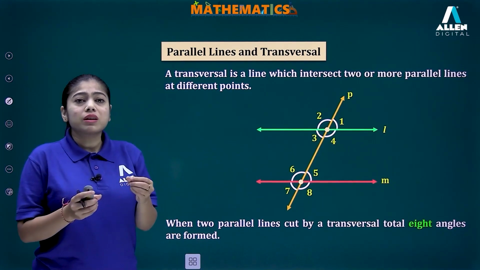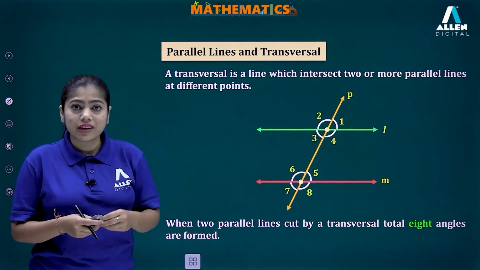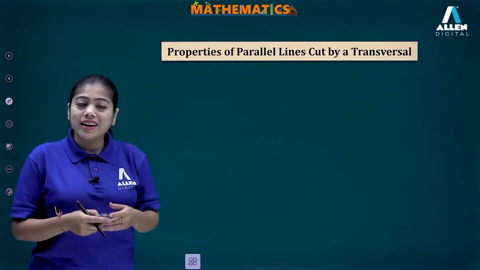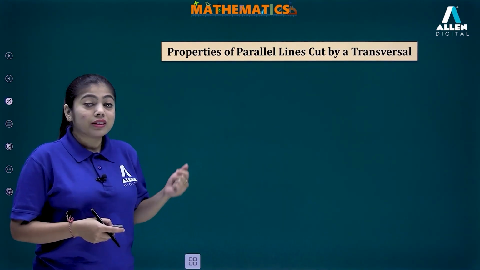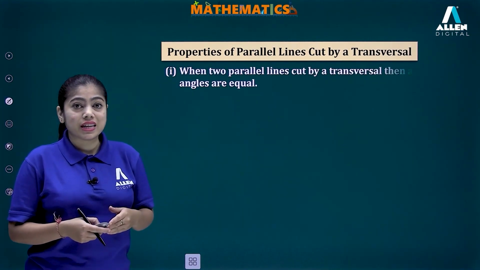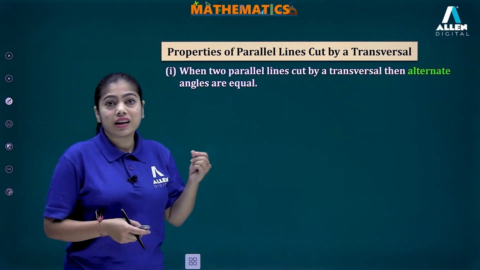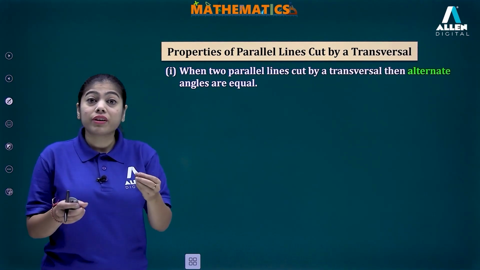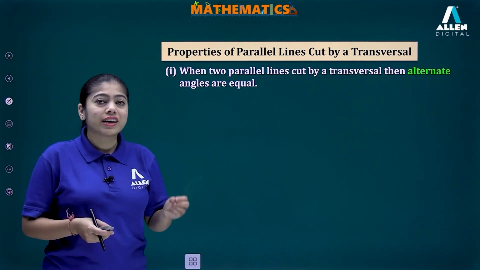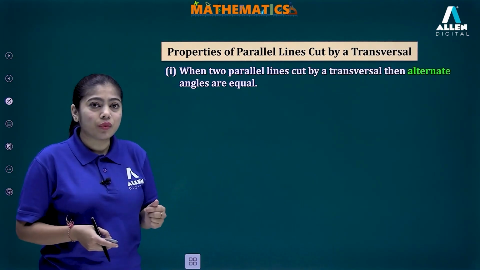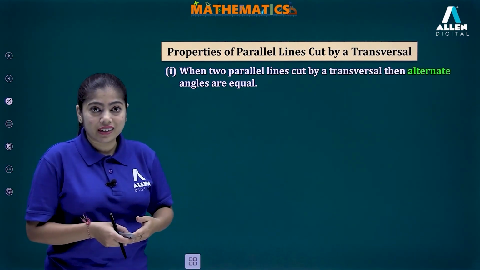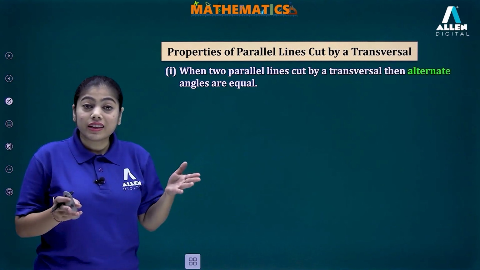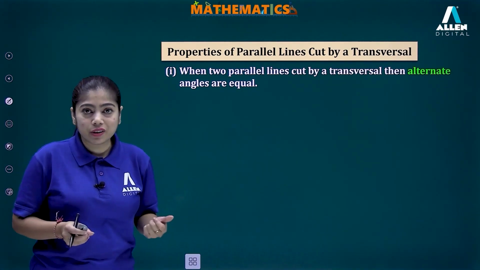Now we know something about all these 8 angles, right? There are some properties related to all these 8 angles. What are they? Let us understand them one by one. The first property says that the alternate angles are equal when we have two parallel lines, right? So if we have parallel lines, then definitely alternate angles are going to be equal. But what are alternate angles? Alternate angles are on either side of the transversal. They are formed on either side of the transversal.